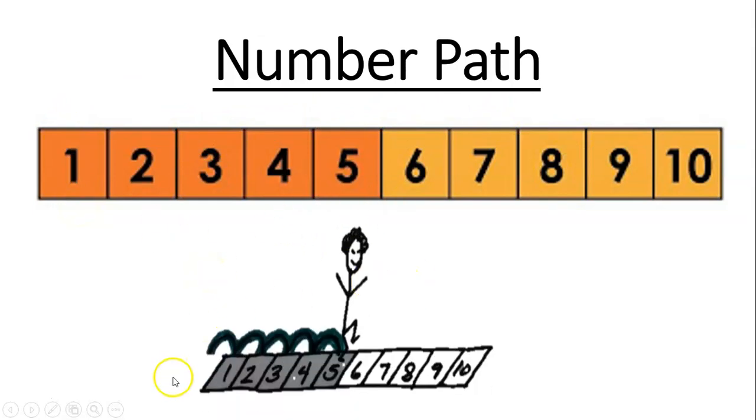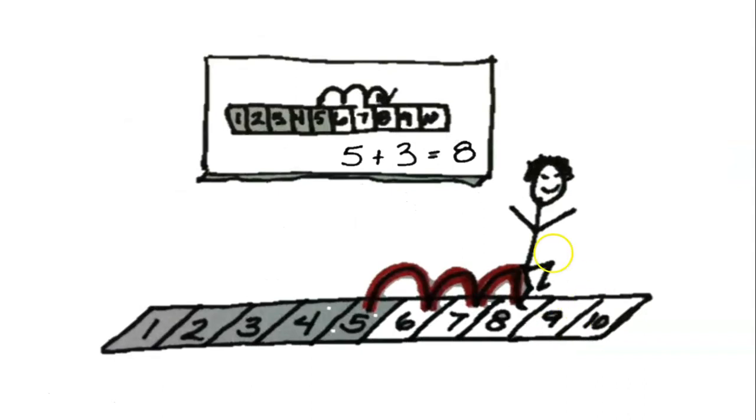Let's look at our little guy here. So he's jumping which way? Yes, he's jumping to the right, which means he's adding. Now, let's see which way this guy's jumping. He's facing the right, which means he's jumping to the right. Now look, they have a number sentence here for us. Let's take a look at that.